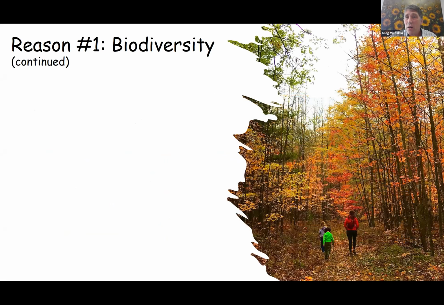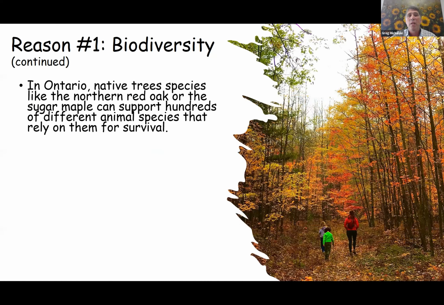And on that note, the two tree species that we focus on that we feel are easiest to grow are the northern red oak and the sugar maple, for reasons I'll mention in just a minute. But the important thing is those species, being native here in Ontario, support literally often hundreds of other different animals during their life cycle.